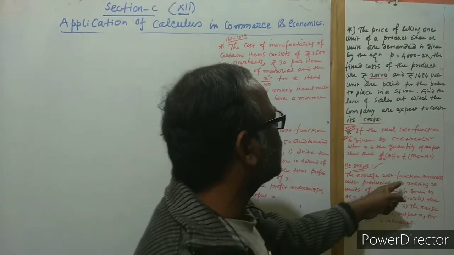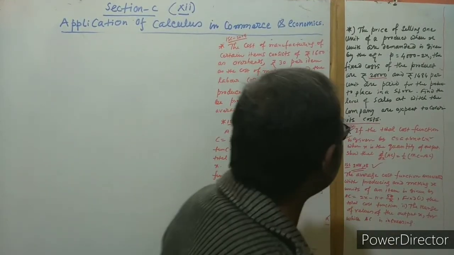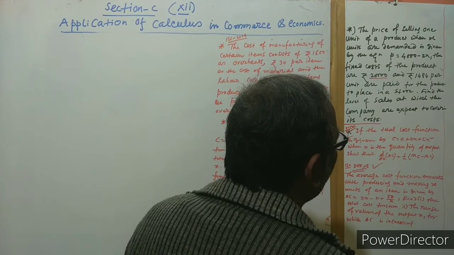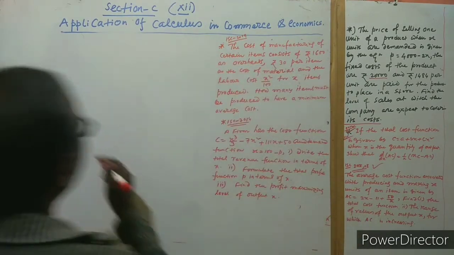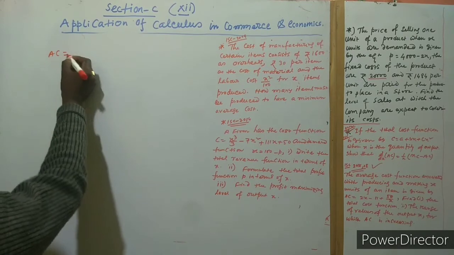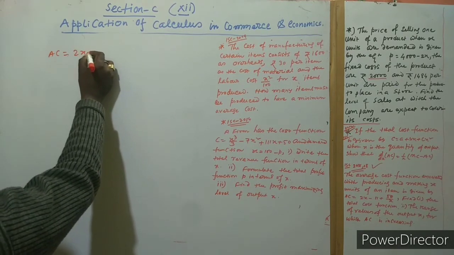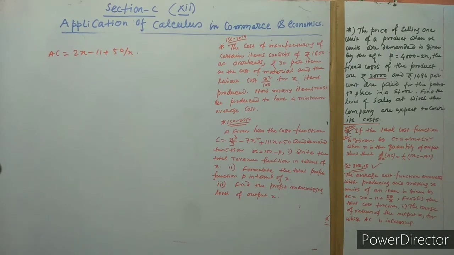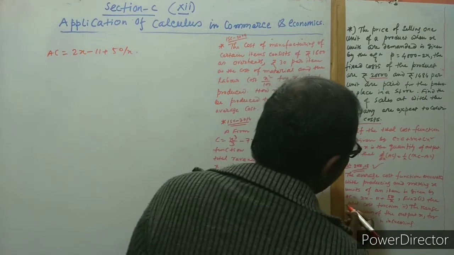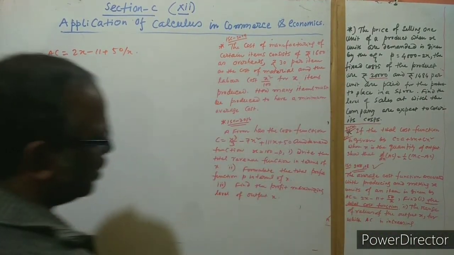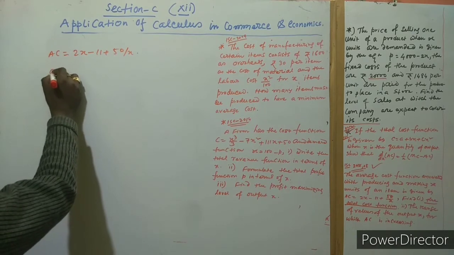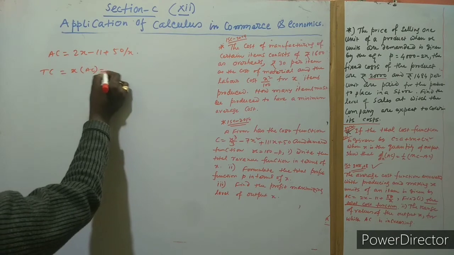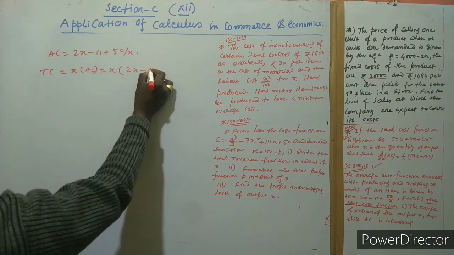The average cost function associated with producing and making x units of an item is given by AC, and this is AC. AC is equal to 2x minus 11 plus 50 by x. Okay, so find the total cost. So C is equal to total cost, and that is equal to x into AC.